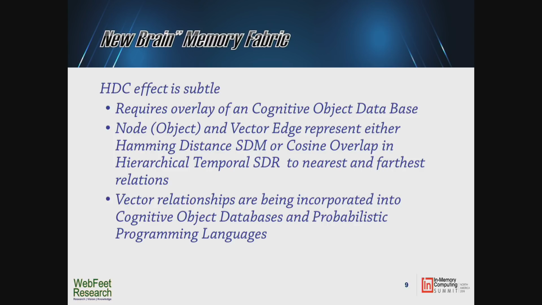It requires an overlay of cognitive object database, like I've been harping on. It's a node as an object and a vector edge represents either the Hamming distance in the sparse distributed memory, or it represents the cosine overlap in the hierarchical temporal sparse distributed representation, or the cosine function, to the nearest and farthest relations between hypervectors. So those objects are hypervectors, and I'm measuring how similar they are.